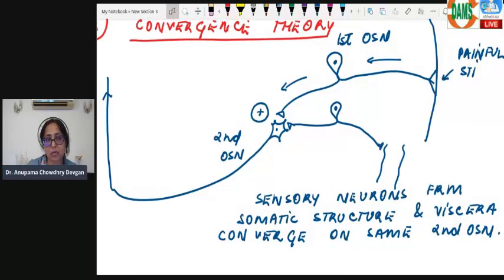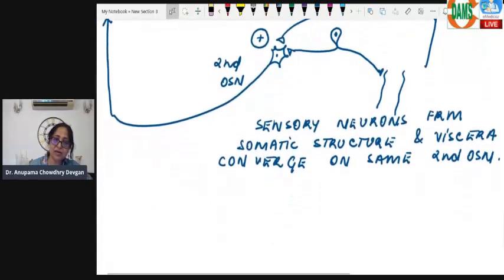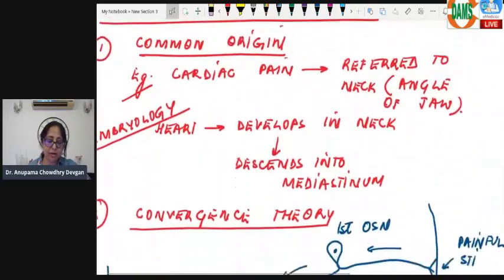We are not very sure about the exact reason for referred pain. Common origin, like somebody else has also pointed out, common nerve root. Yes, absolutely right, because embryologically they originated in the same site. Like I told you, the example of the heart: the heart develops in the neck and then moves downwards, so it has common nerve roots. And convergence theory, where the first order sensory neurons from the somatic structure as well as from the viscera converge on the same second order sensory neurons. Now, this is as far as the theories for referred pain are concerned.